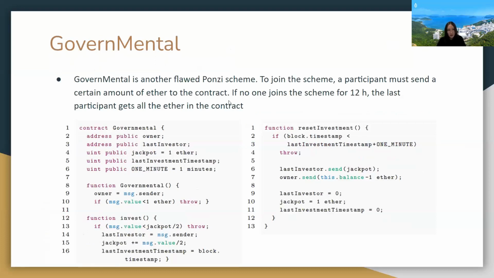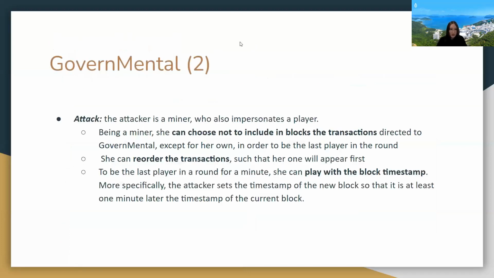And another contract is Governmental. This is another Ponzi scheme, and to join the scheme, a participant must send a certain amount of assets to the contract. And if no one joins the scheme for 12 hours, the last participant gets all of the assets in the contract. So this is the main idea of the contract. And here we can perform several types of attacks.